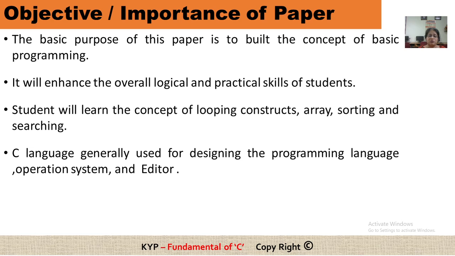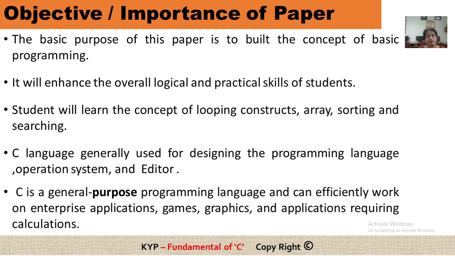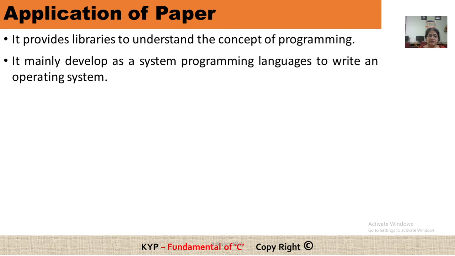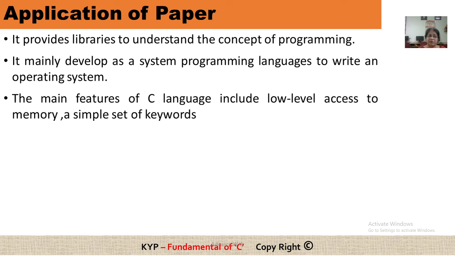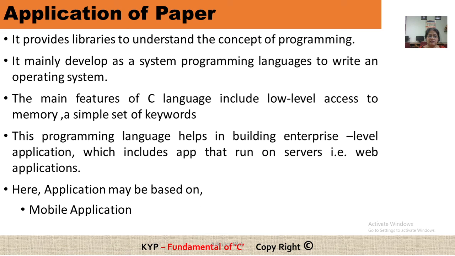C language is generally used to design programming languages for operating systems and editors, and moreover now it is used for Java and JavaScript also. C is a general programming language. After this we can use it in various sectors like applications, games, graphics, etc. And these are the various applications for designing libraries, system programming languages, operating systems, and other internet languages. Applications are available like mobile, web applications, enterprise applications. These are the basic things we can use.